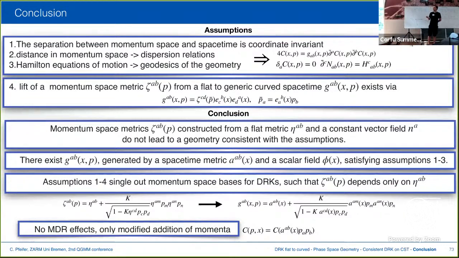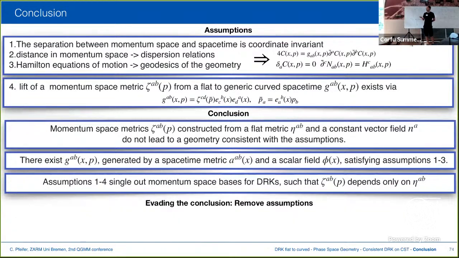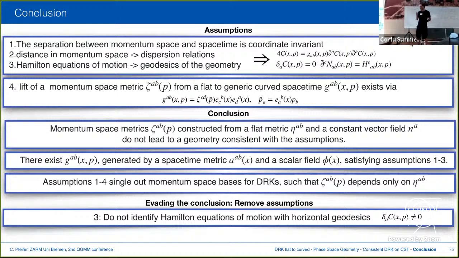Then I can say, to evade this conclusion, I can remove some assumptions. And I think one assumption one could remove is that you identify the Hamilton equations of motion with the horizontal geodesics. Then your Hamilton equations would have a source term, but I don't see any problem with that. Then you would simply have like a quantum gravity force or something acting on your particles. Okay, thank you for your attention. I'm here for questions.